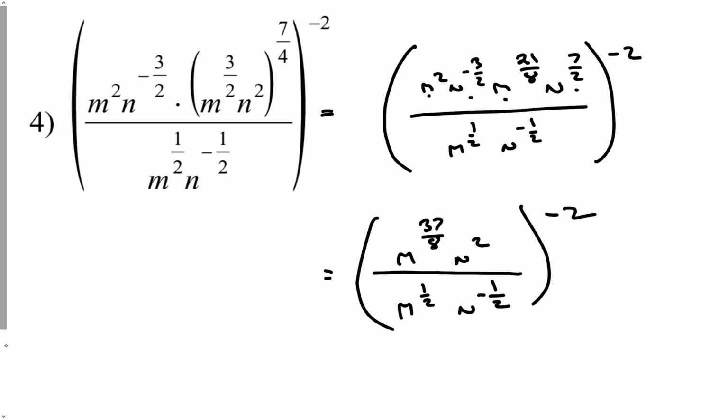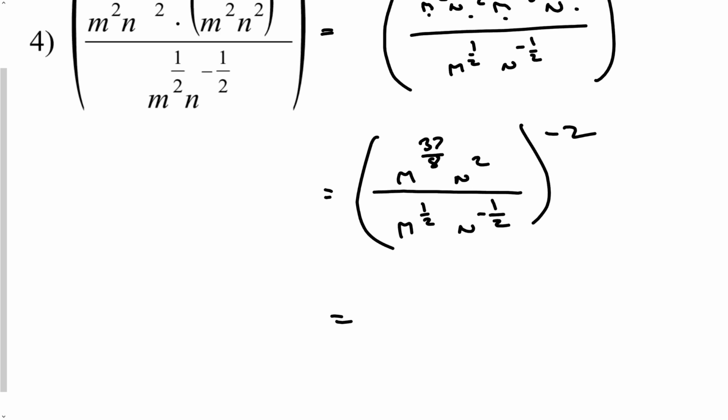I can cancel 1/2 with some over there. So 1/2 in terms of 8 is going to be 4/8, which gives me m to the 33/8 power. And then I'm going to take this and move it to the top of the fraction to make it positive and give me n to the 5/2 power.